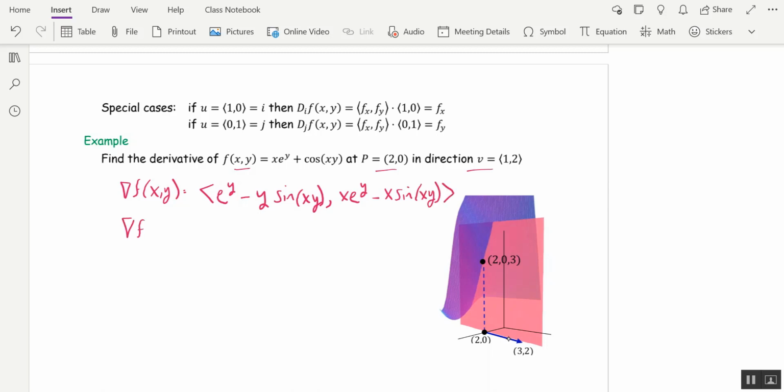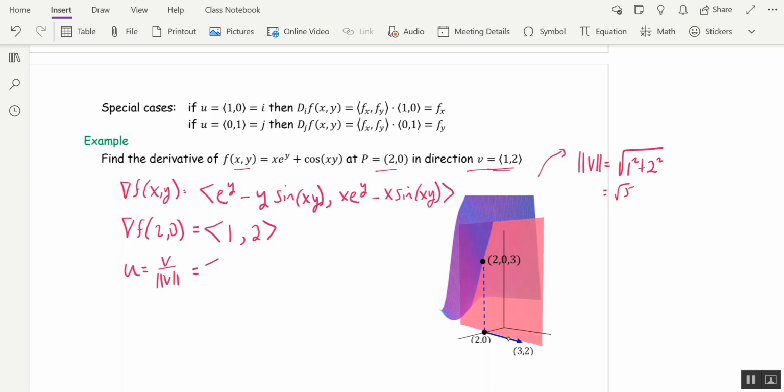Okay, so now I need del f at the point in question. P is 2, 0. E to the 0 is 1. And sine of 0 is 0. So first component is 1. And the second component is going to be 2. Okay, now I'm going to let u be a unit vector in the direction of v. So I have this direction here, v, but it's not a unit vector. So u is going to be v over its length. And so over here, let's just find the length of v. That's the square root of 1 squared plus 2 squared, which is root 5. So this is going to be 1 over root 5, 2 over root 5.